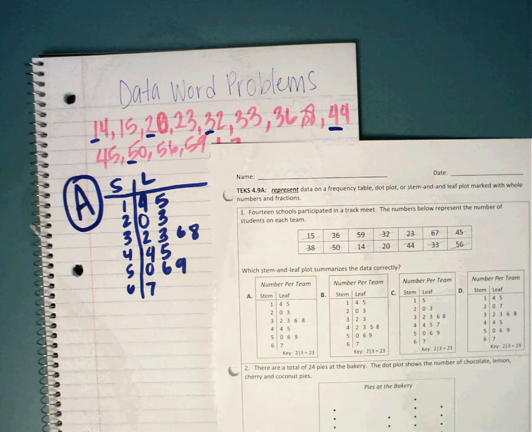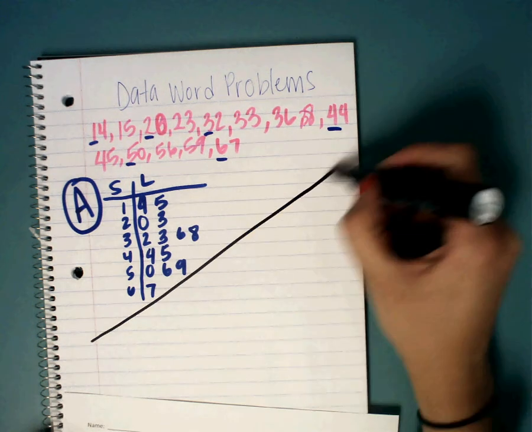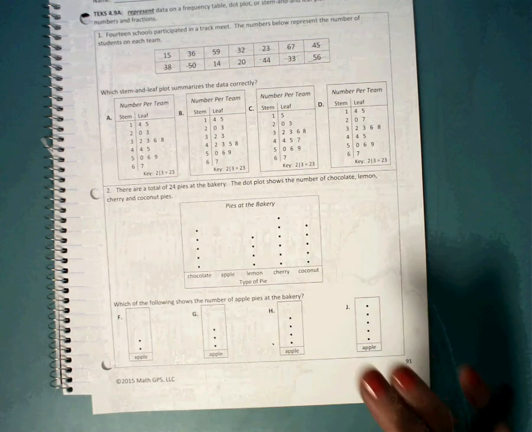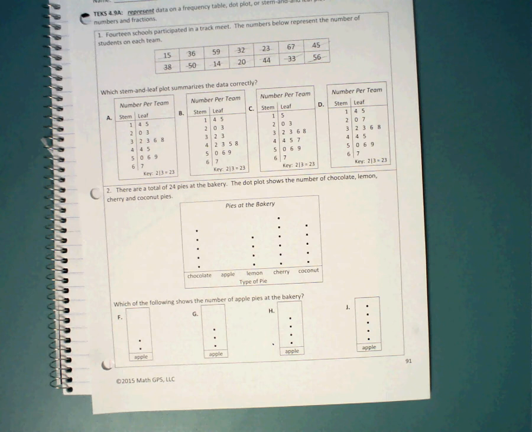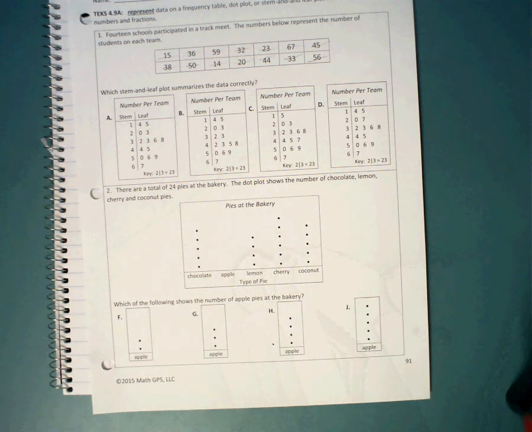Okay, let's go ahead and work out this one down here at the bottom too. So I'm going to do a line like that, and we're going to do the second problem at the bottom half. So let's read it. It says, there are a total of 24 pies at the bakery. The dot plot shows the number of chocolate, lemon, cherry, and coconut pies. So then it says, which of the following shows the number of apple pies at the bakery? Well, what's our first step when we see a dot plot? We need to do what?